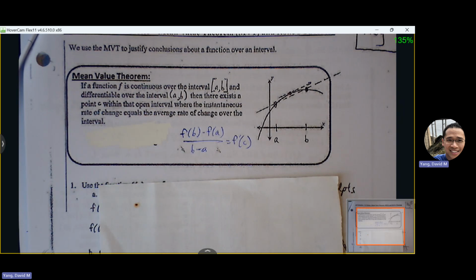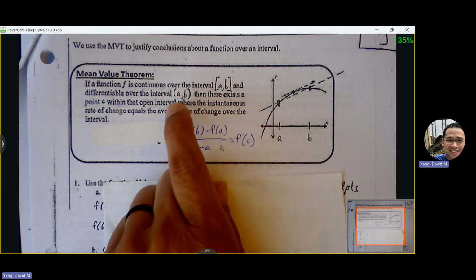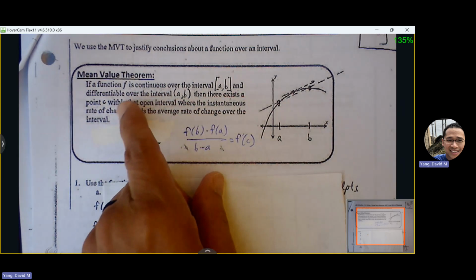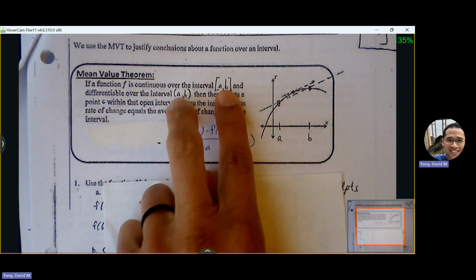It says if a function is continuous over the interval and differentiable over the interval. So continuous means that we can't have any breaks in the graph. That's with a bracket. Differentiable means it's got to be a smooth curve all the way through, but we're going to use parentheses there.